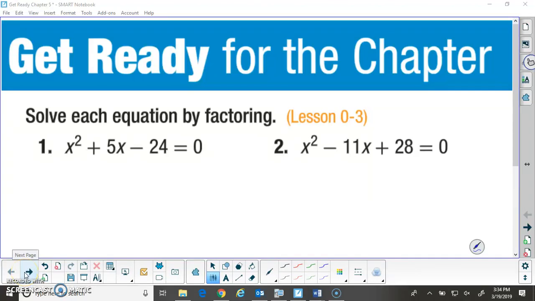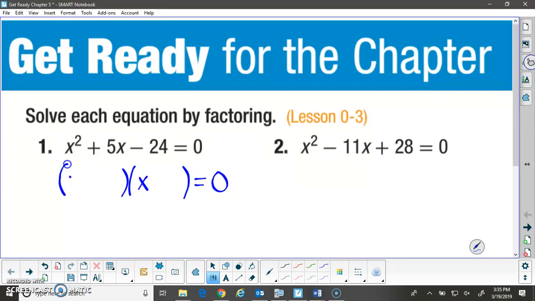We are about to start Chapter 5, and before we do that, we're going to go over a few skills that are going to be necessary in Chapter 5 that we've already learned. So a couple of review problems. First of all, we'll start off with some factoring from Lesson 03.